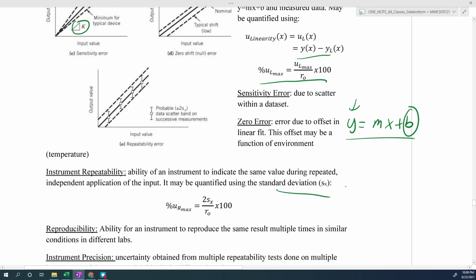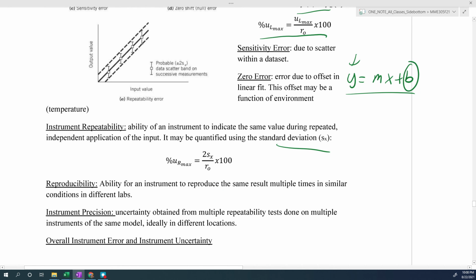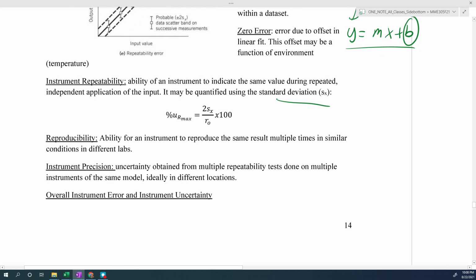If you were doing the experiment in the Sahara and in Siberia, as long as the labs themselves are at the same temperature, you should still be able to get those same results if you have a reproducible test. Instrument precision is the uncertainty obtained from multiple repeatability tests done on multiple units of the same model, ideally in different locations. That's something that's typically reported with the instrument itself.